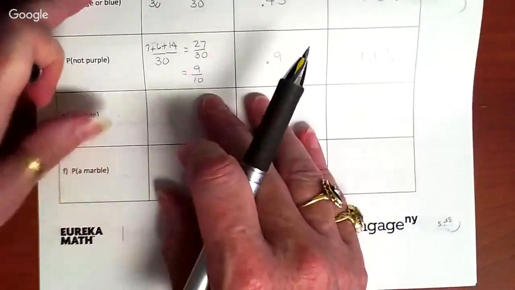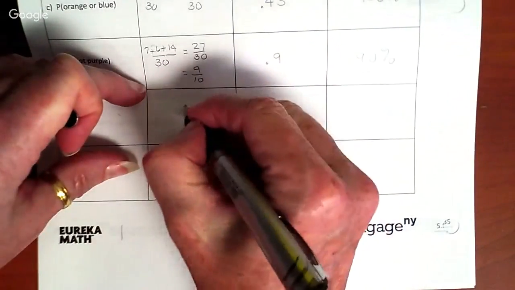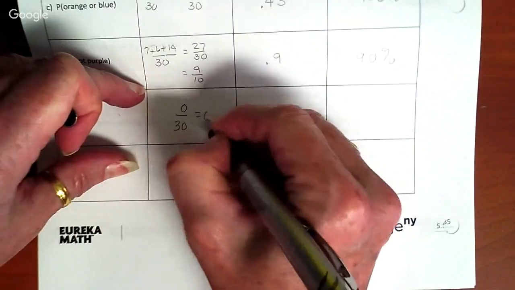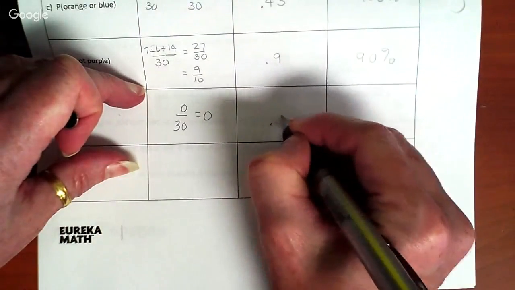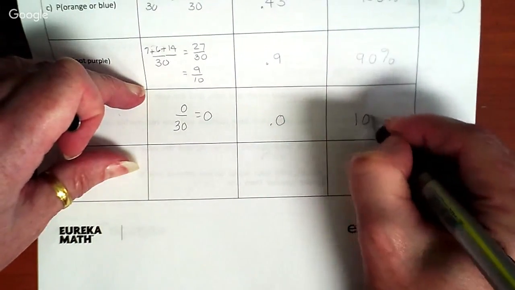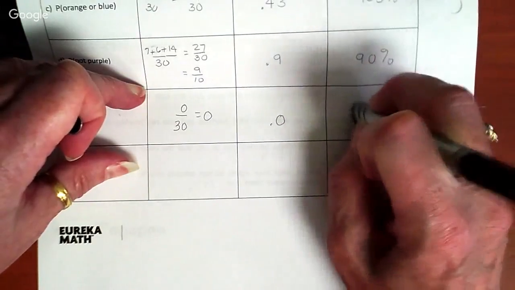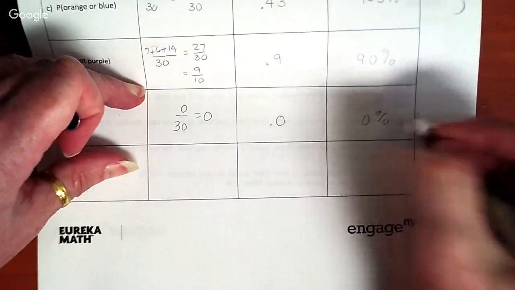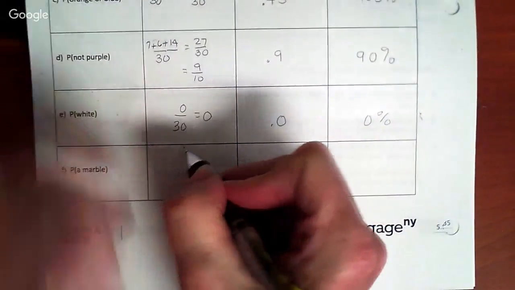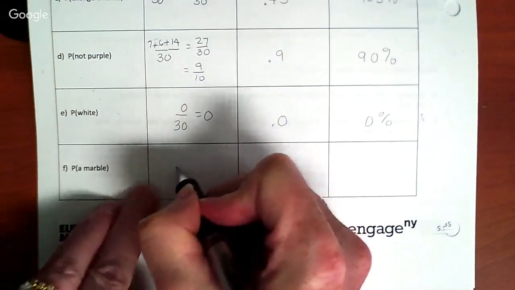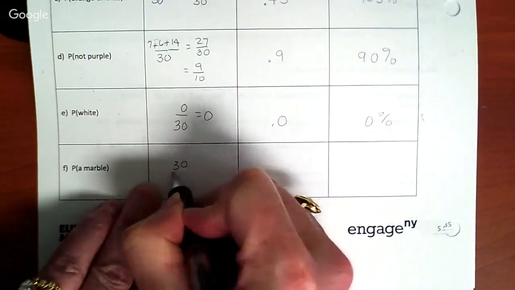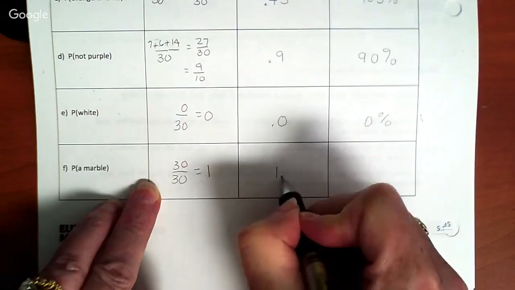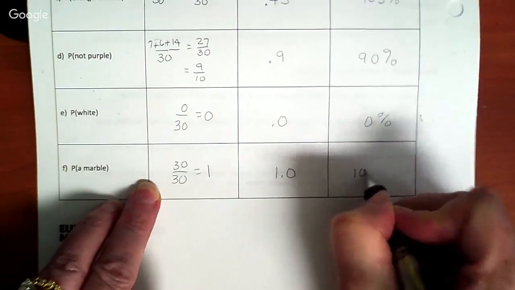The probability of white is 0 out of 30, or 0, 0.0, or 0%. The probability of a marble is 30 out of 30, which is 1, or 1.0, which is 100%.